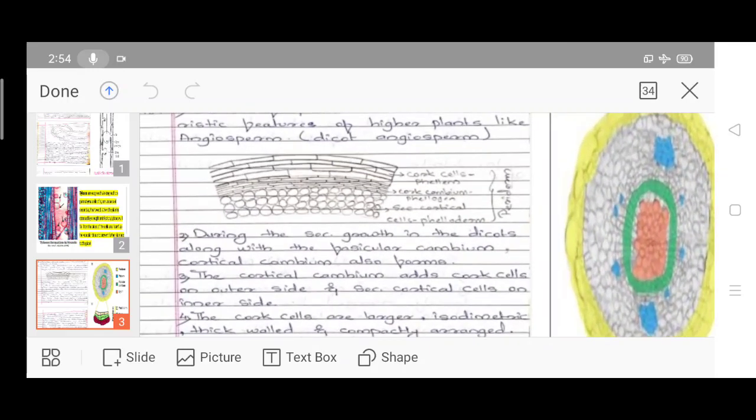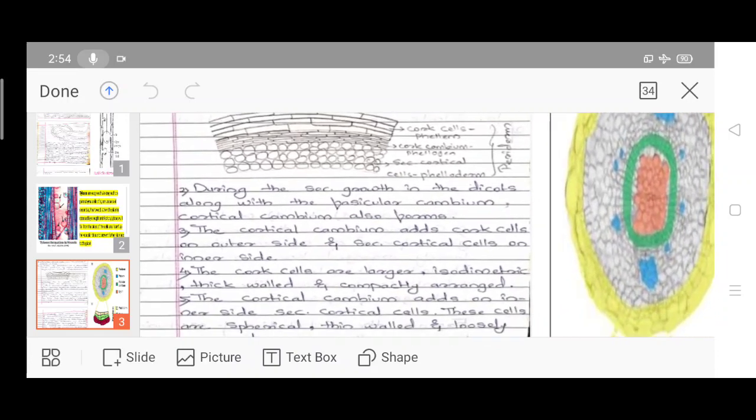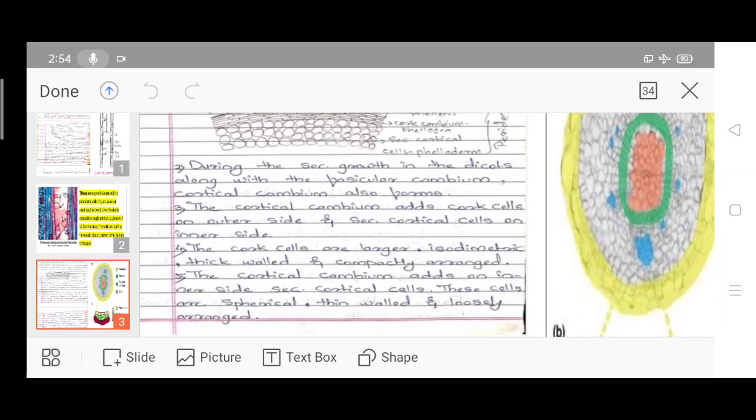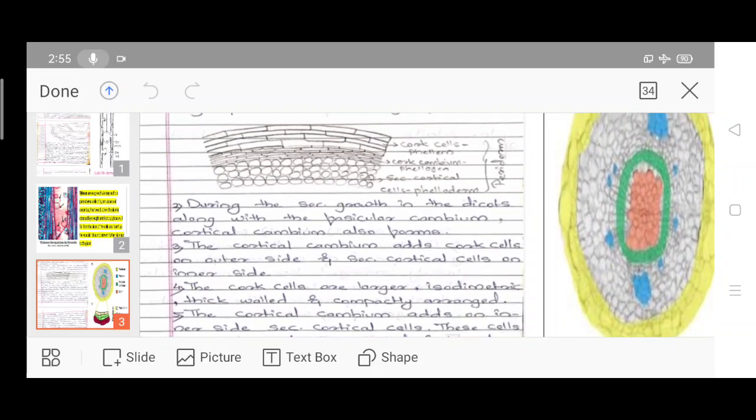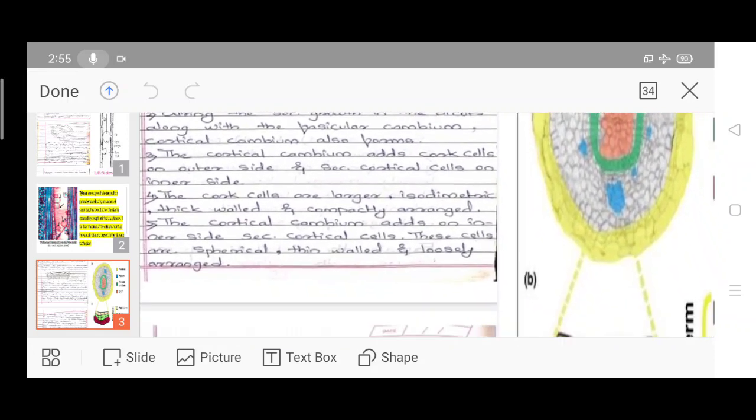These cells are spherical, thin walled and loosely arranged. You have to see in this picture. The outer cork cells are somewhat larger, isodiametric, thick walled, compactly arranged, and at the inner side are the secondary cortical cells. These secondary cortical cells are somewhat spherical in shape, thin walled and loosely arranged. So the cortical cambium adds cork cells on the outer side and secondary cortical cells on the inner side.